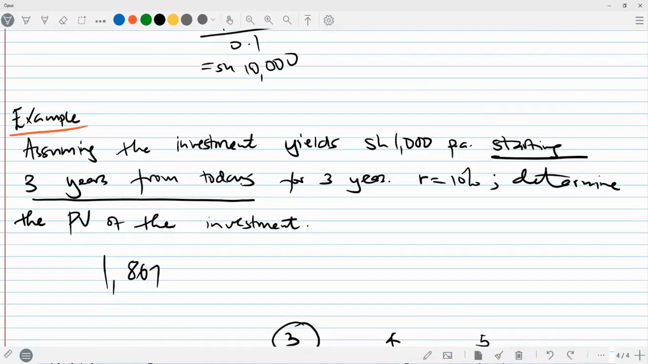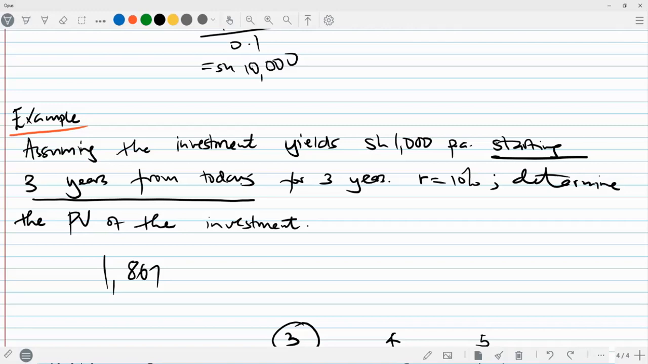It means 3 years from today. Therefore, for the first 2 years, you don't get the money. That's what it means. Starting 3 years from today. For the first 2 years, you don't get the money, because the 1,000 is going to be received 3 years from now. Is that clear? Yes. Okay. Then you get the money for 3 years, year 3, year 4, and year 5.